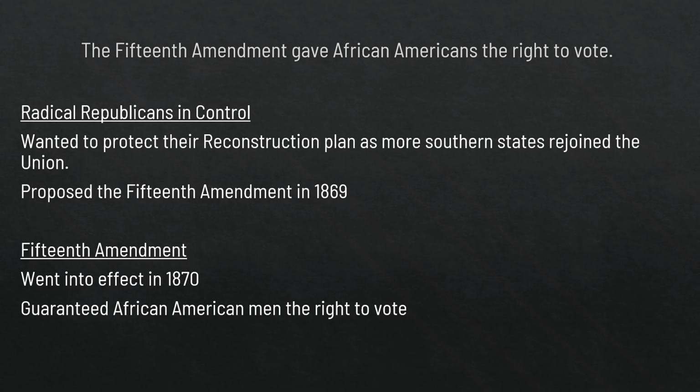So this particular amendment is for African American men to vote regardless of race, color, or any previous condition of servitude, whether they're enslaved or not. It goes into effect in 1870, and this is going to be a major milestone in the struggle for equality and expanding democracy throughout the United States.